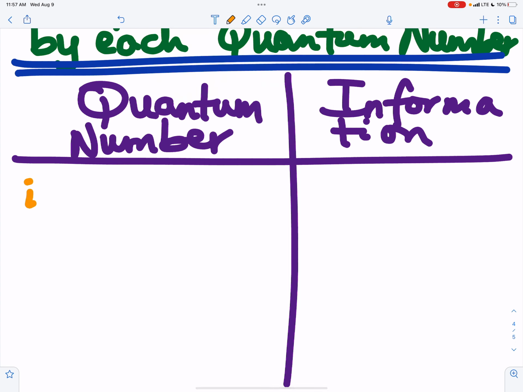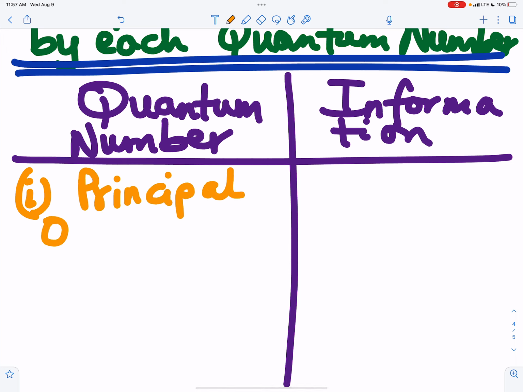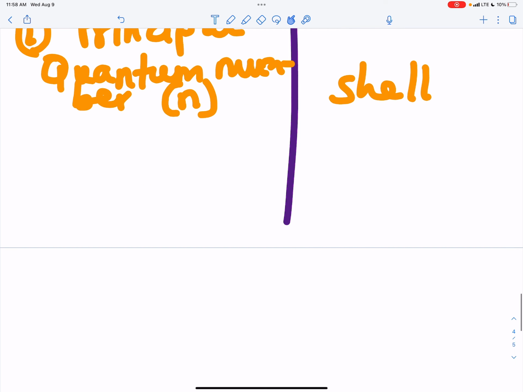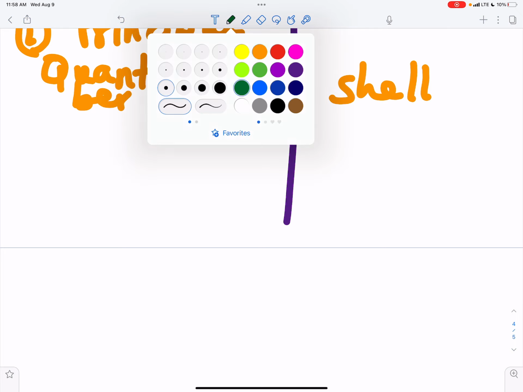Okay, number one, principal quantum number. That's N. It tells us the shell an electron belongs to. The principal quantum number tells us what shell an electron belongs to. Okay, let's continue.